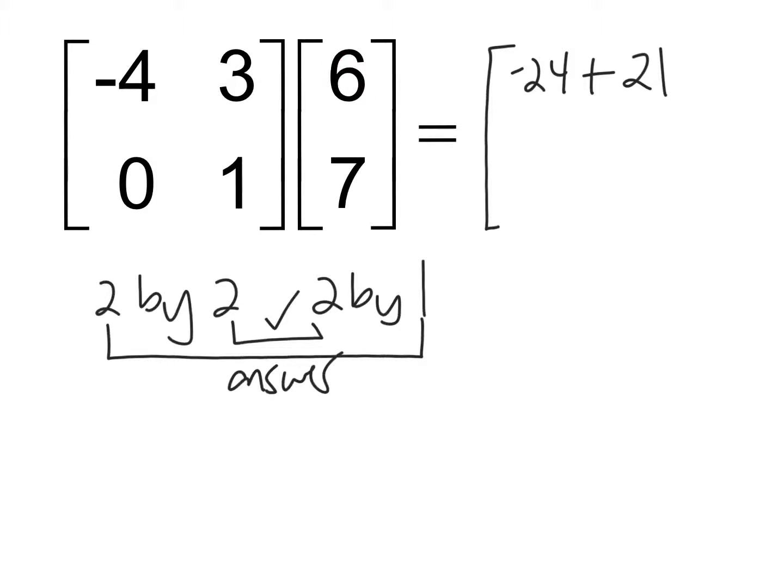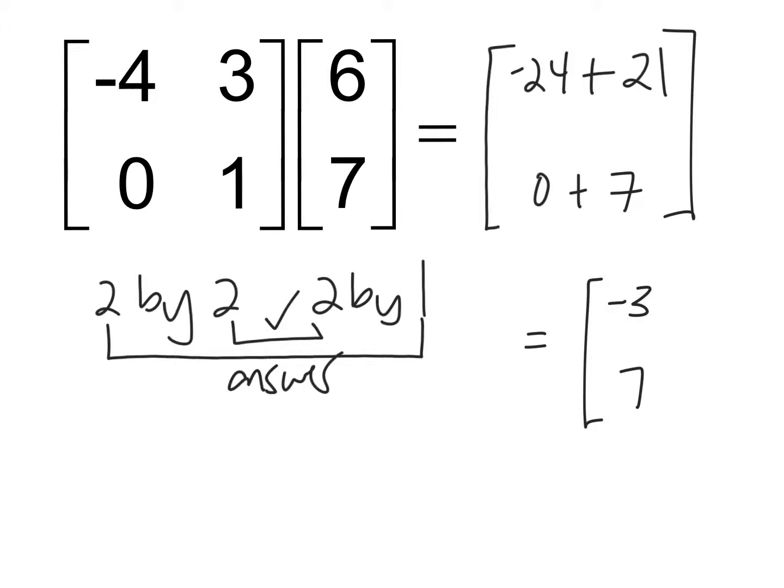So I'm going to do 0 times 6, which is 0. And I'm going to do 1 times 7, which is 7. So that means that my answer is negative 24 plus 21, which is just negative 3, and 0 plus 7, which is 7.